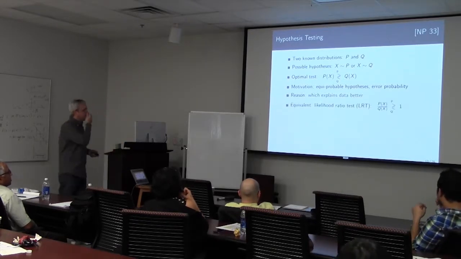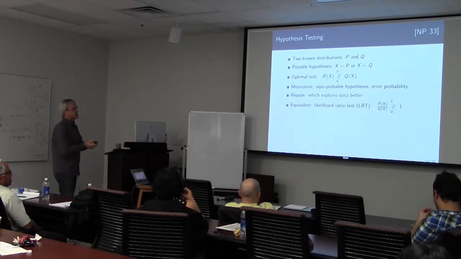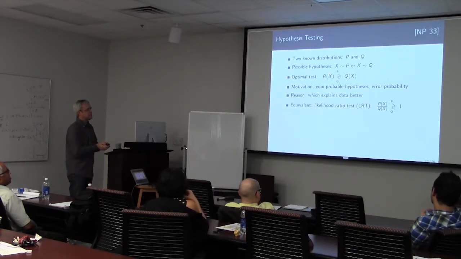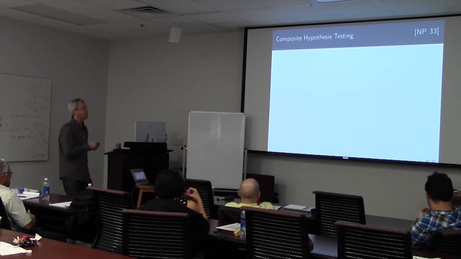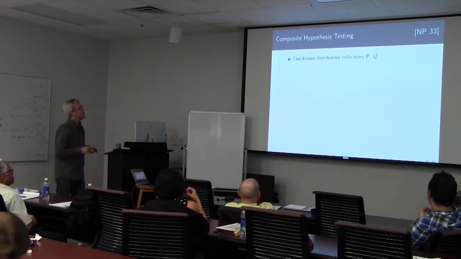Okay, so equivalent to that is the likelihood ratio test. Divide P of X by Q of X. If it's bigger than 1, it's a P. Otherwise, it's a Q. Okay. So this is if you have just two hypotheses.